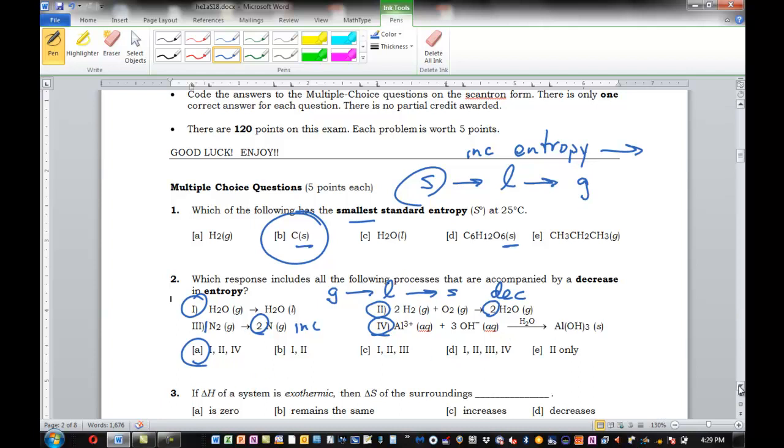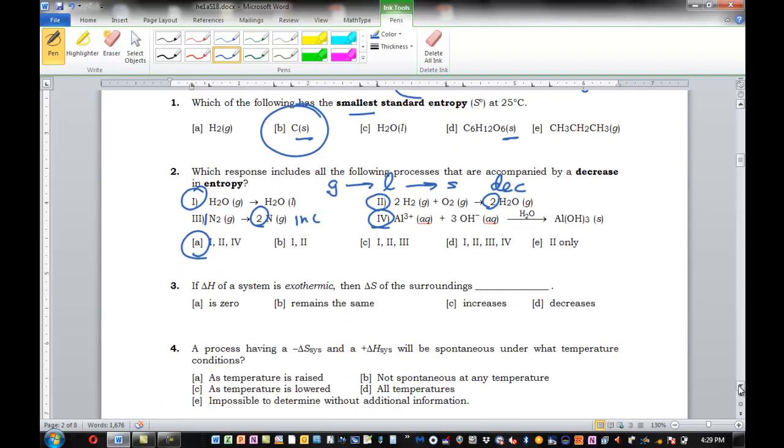All right, next one. Delta H of a system is exothermic. Then what does that do to the entropy of the surroundings? So you have to know what exothermic means. Exothermic means heat is released, or maybe a better way to think about it is heat flows from the system out to the surroundings. Okay, so we're having the transfer of thermal energy out of that system out to the surroundings.